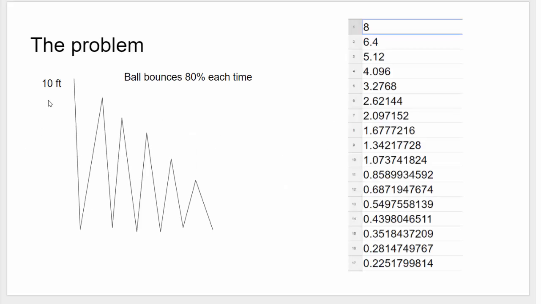So here was our problem. Ball's 10 feet in the air. It's bouncing 80% each time, hitting the ground. I made a quick spreadsheet here, just starting with after the first bounce. It's at 8, then 6.4, etc.